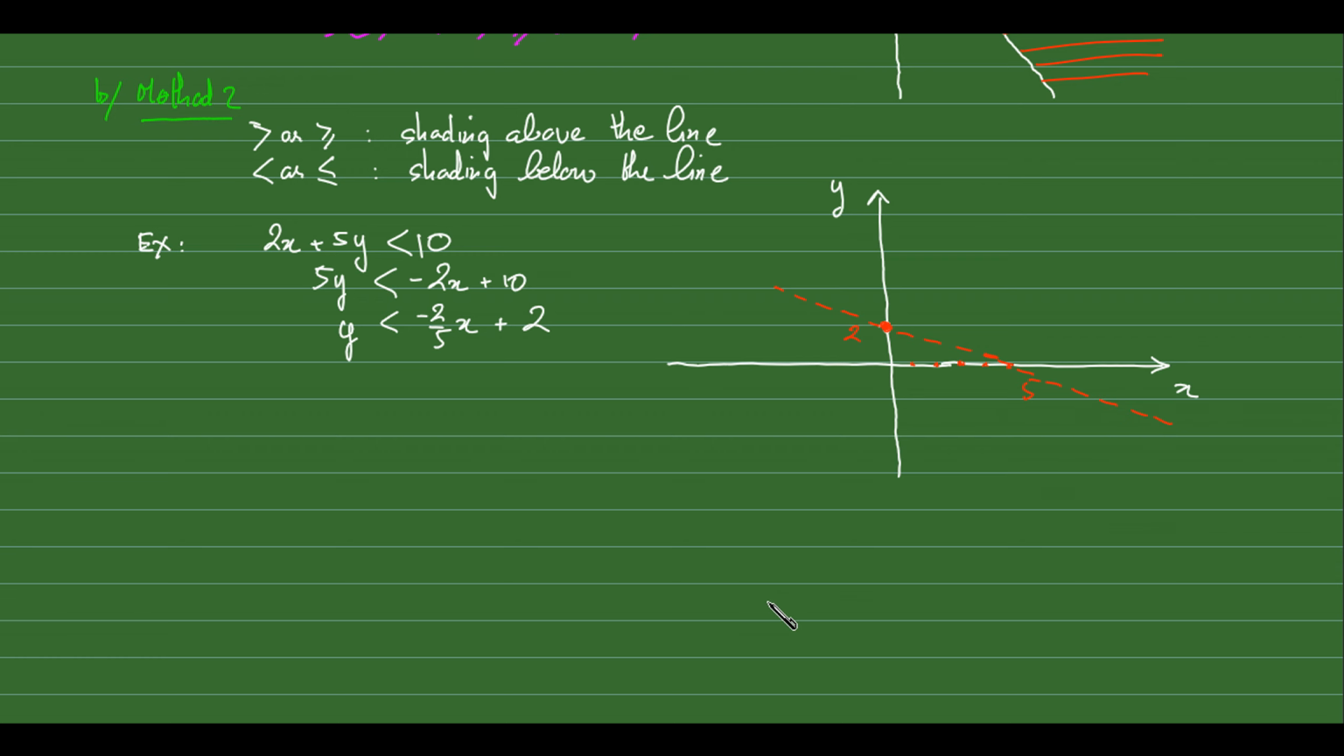There you go. I have a dashed line. It's not really a straight line, but I'm trying to. All right. Anyway, because this is less than, and less than means below the line, I'm going to shade everything below the line. So this is below, this is above.